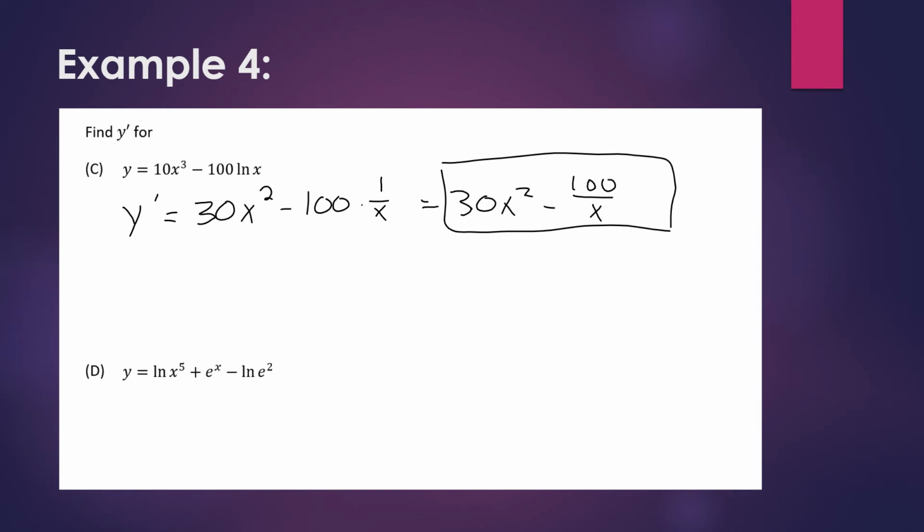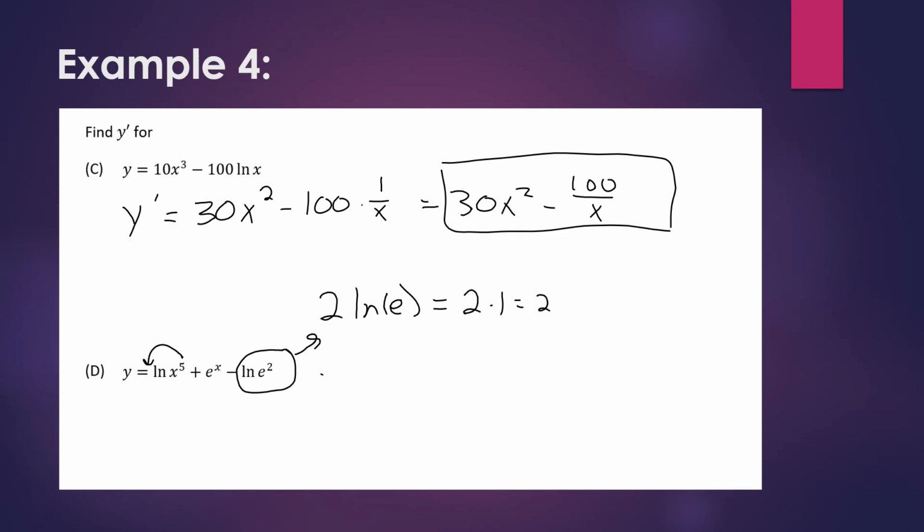Now in D, they're trying to be a little more complicated. So the first thing I'm going to do is use this logarithmic property to move that 5 down. And then the other thing to take a look at is the ln of e squared. This is really 2 ln of e. And depending on how familiar you are with logarithms, the ln of e is 1. So this is really 2 times 1, which is 2.